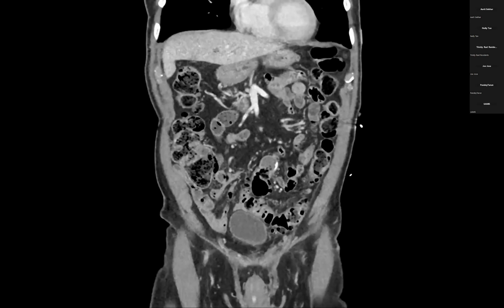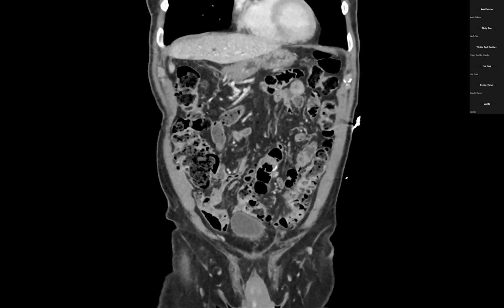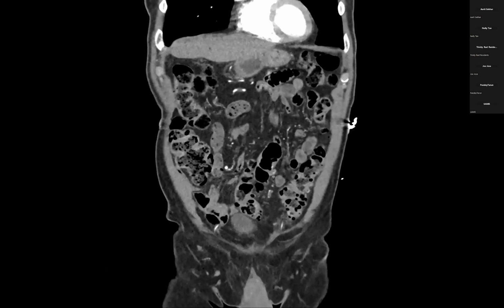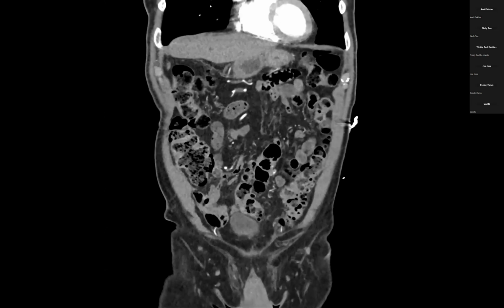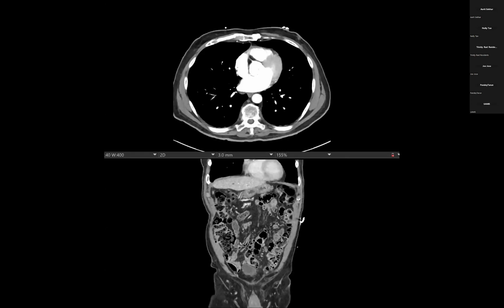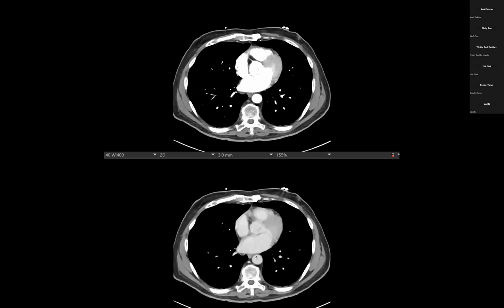And it's coming from what structure? In the sigmoid. Little diverticular. Yeah, so this is a diverticular bleed. So yes, we do biphasic arterial venous. We also do dual energy, but this one was not done with dual energy.